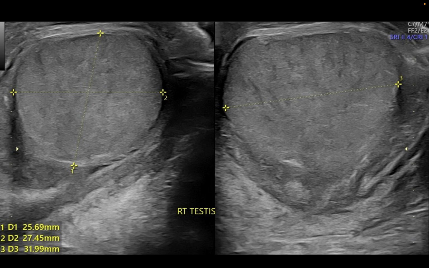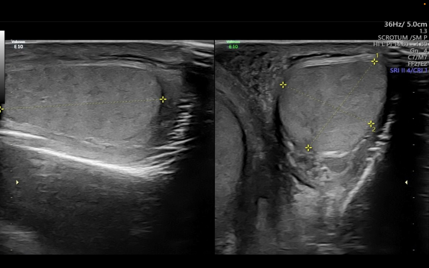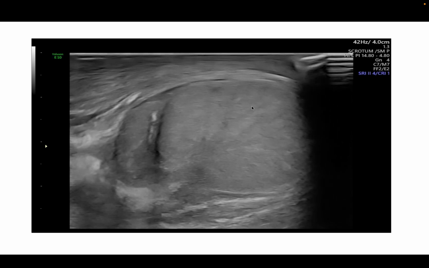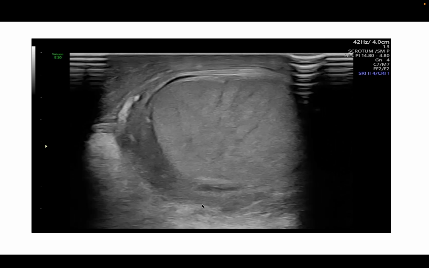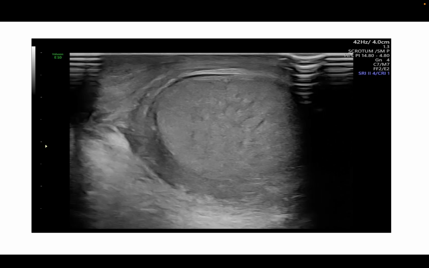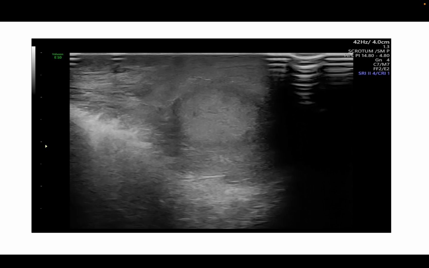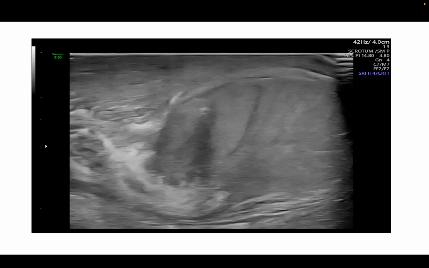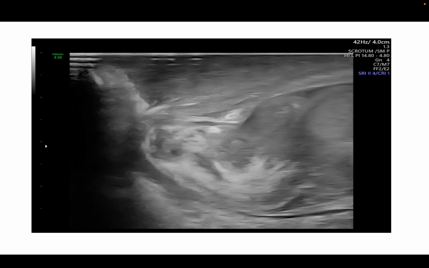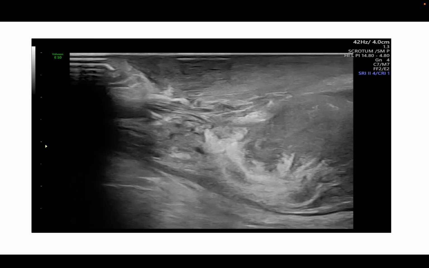it shows hypervascularity, and also the spermatic cord is thickened and heterogeneous, and it also shows increased vascularity. But the left testis and epididymis are normal. See the right testis, epididymis and cord. This is the right testis, this is enlarged in size. The epididymis is also thickened and heterogeneous, and see the cord is also thickened and heterogeneous.